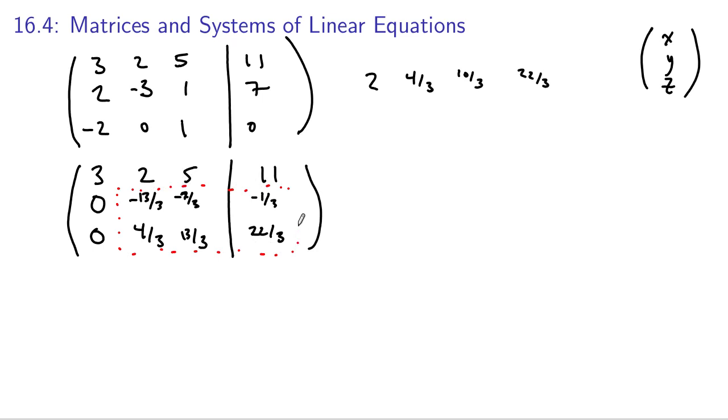And all we start with is this number at the top left. Is it 0? If it's not, we don't have to do anything. Okay, now we need to take some constant times this row and add or subtract it from here to get this 4 thirds to be 0. So I need negative 13 thirds to become 4 thirds.